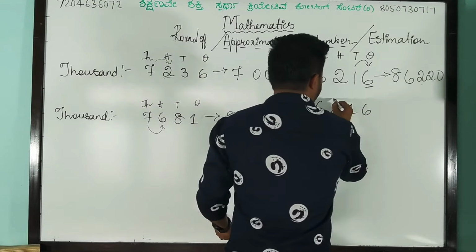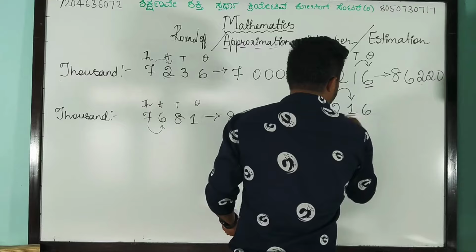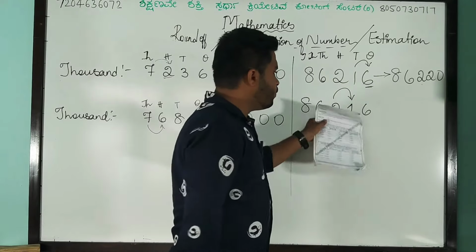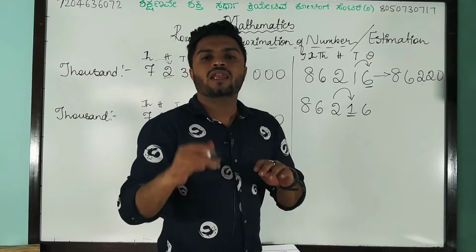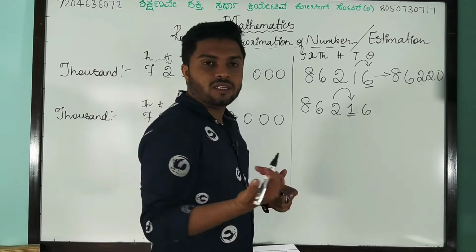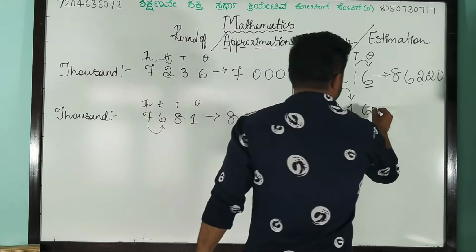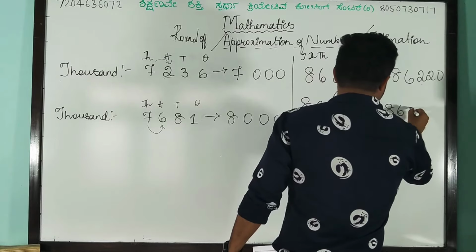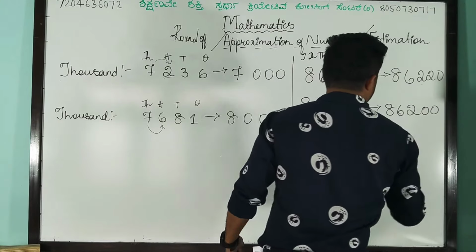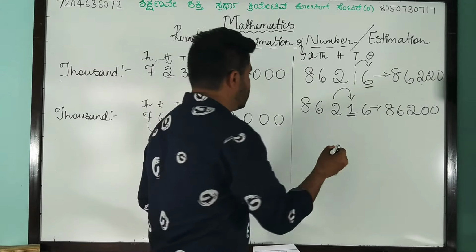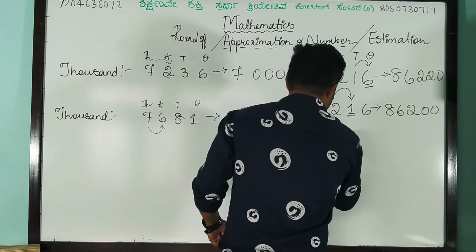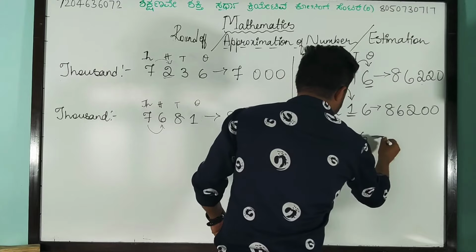Next for 100. Where is 100? 100 is here. You are going to see the number here. What do you have in the 10s place? You have 1. What is 1? Less than 5. Hence this number will be as it is. So 8600. The number will be as it is.